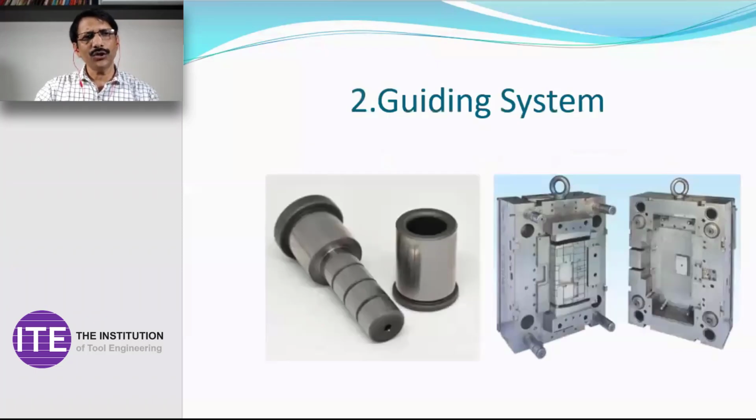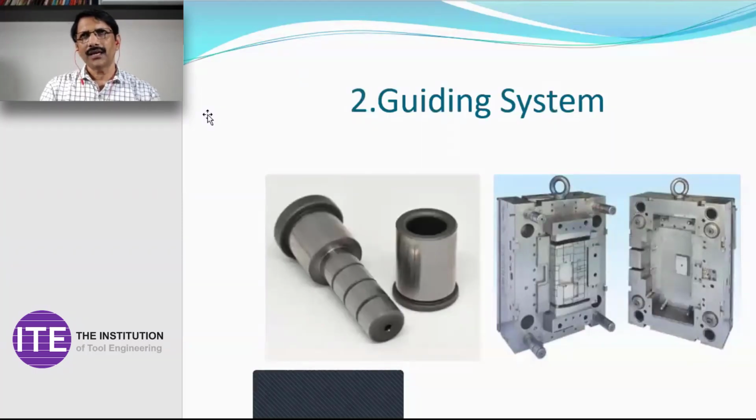Then the second point in tool designing is the guiding system. Now what does guiding system mean? You can see here guide pin and guide bush, and at the right side there is a die assembly. The die is in an open stage. Generally 4 guide pins are used in one half, and 4 guide bushes are fitted in the other half. And what is the use of the guide pin guide bush system?